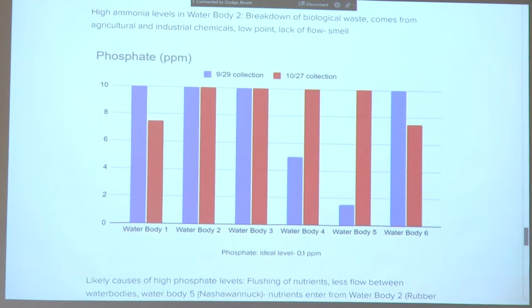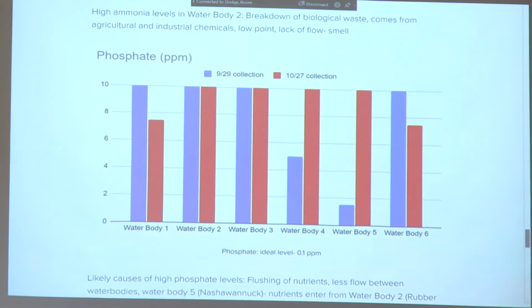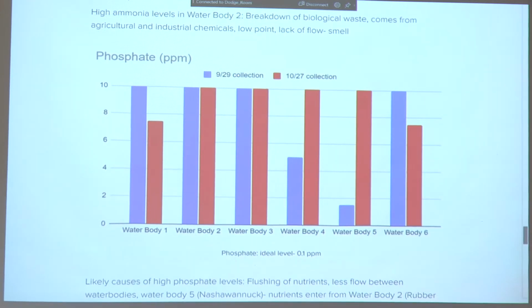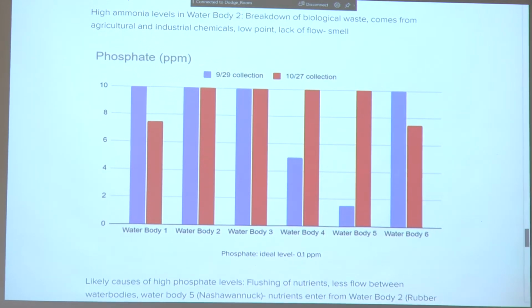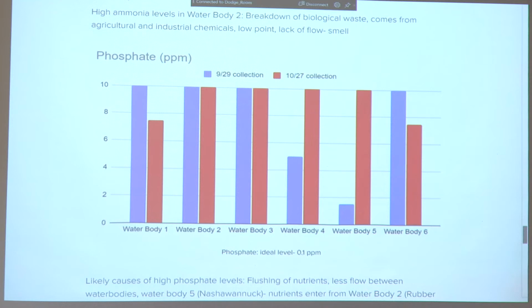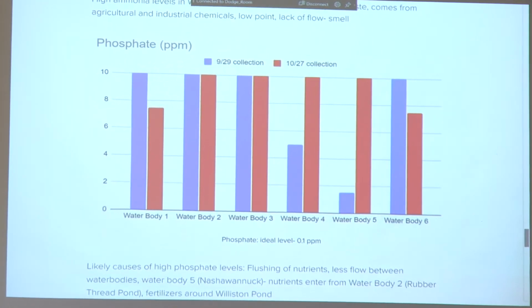Then next I looked at the phosphate levels, and as a quick reference, it should be 0.1, which would be about here, and it's not that. So that was very interesting to see. That was unexpected. I'm assuming that is because of fertilizers around East Hampton being flushed into the water, and because they're all connected, those nutrients are being carried into each water body.